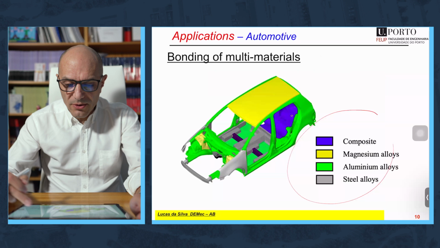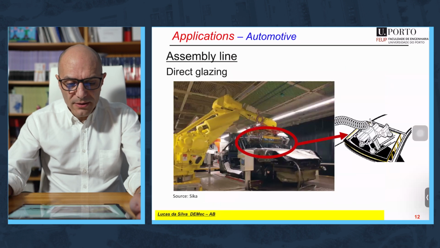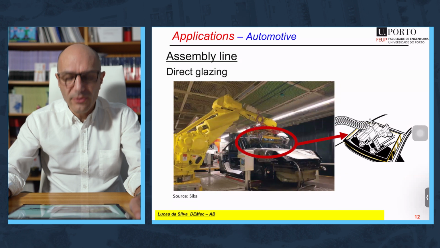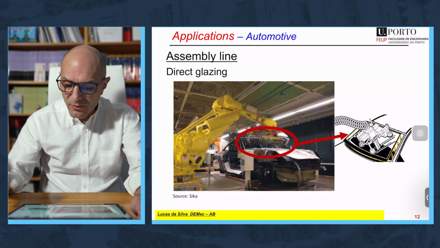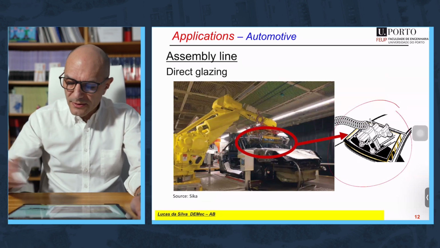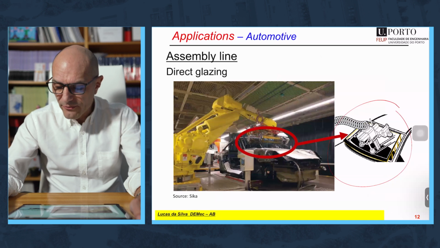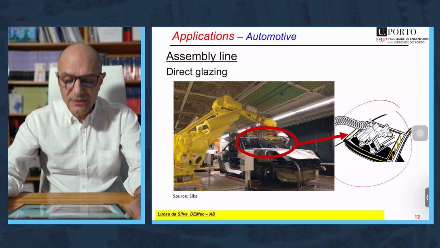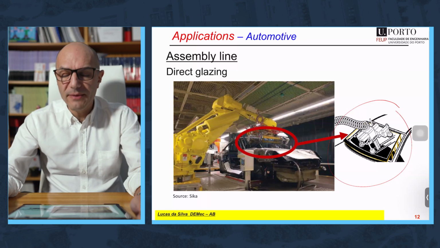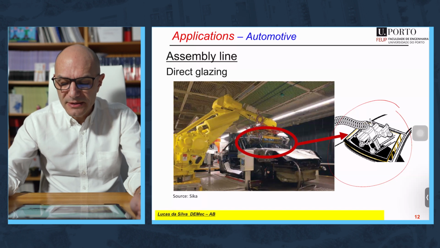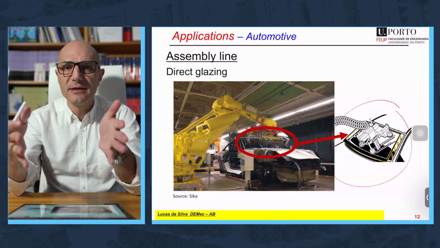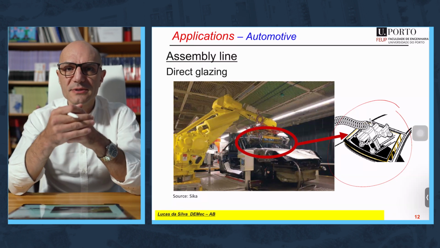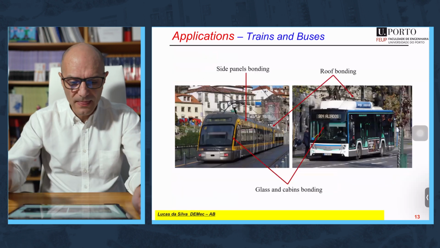This was for the body shop, all these examples, but in the assembly line you also have a lot of components that are bonded, and the most important one is the glass, the front window, that is adhesively bonded on the metallic frame, using a one-part polyurethane. It's very flexible, and that is needed because you are bonding glass against metal, and you need an adhesive that can compensate the differences of expansion.